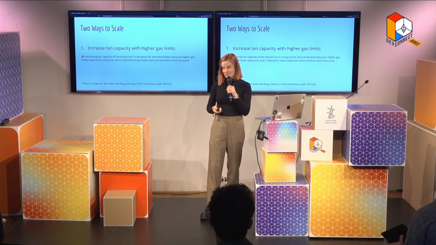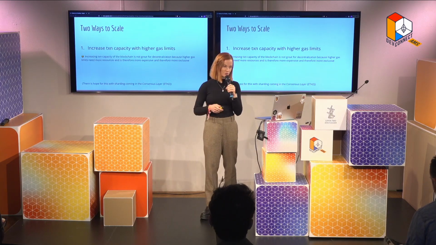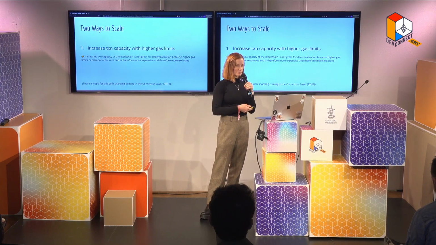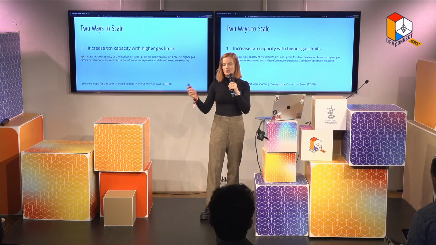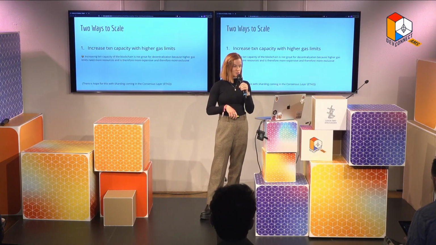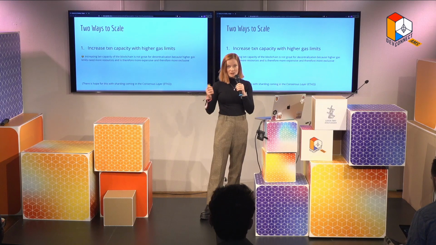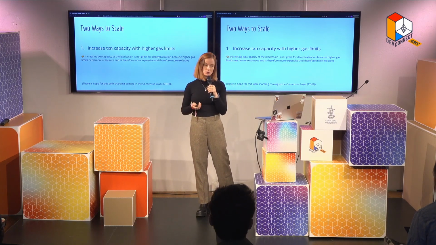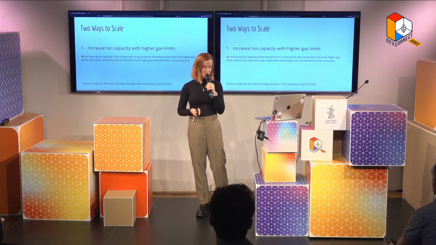For mainnet, just increasing gas limits isn't great because higher gas limits need more resources and are therefore more expensive and are therefore less inclusive, so they compromise again on decentralization. The sharding that's going to come in the consensus layer, also sometimes called ETH2, is going to help with this.